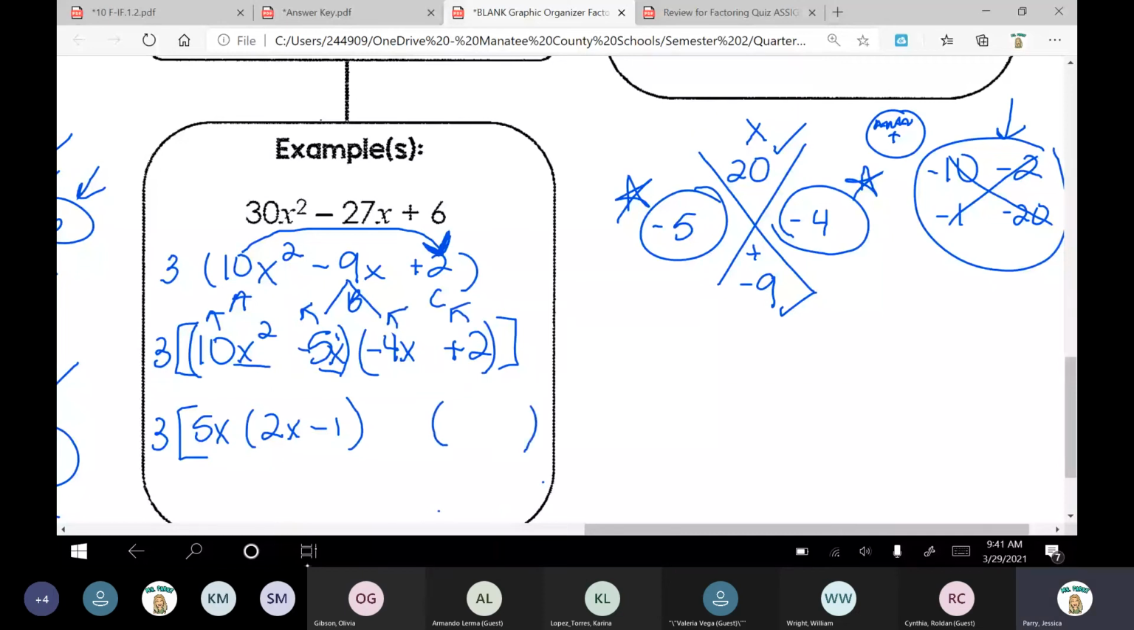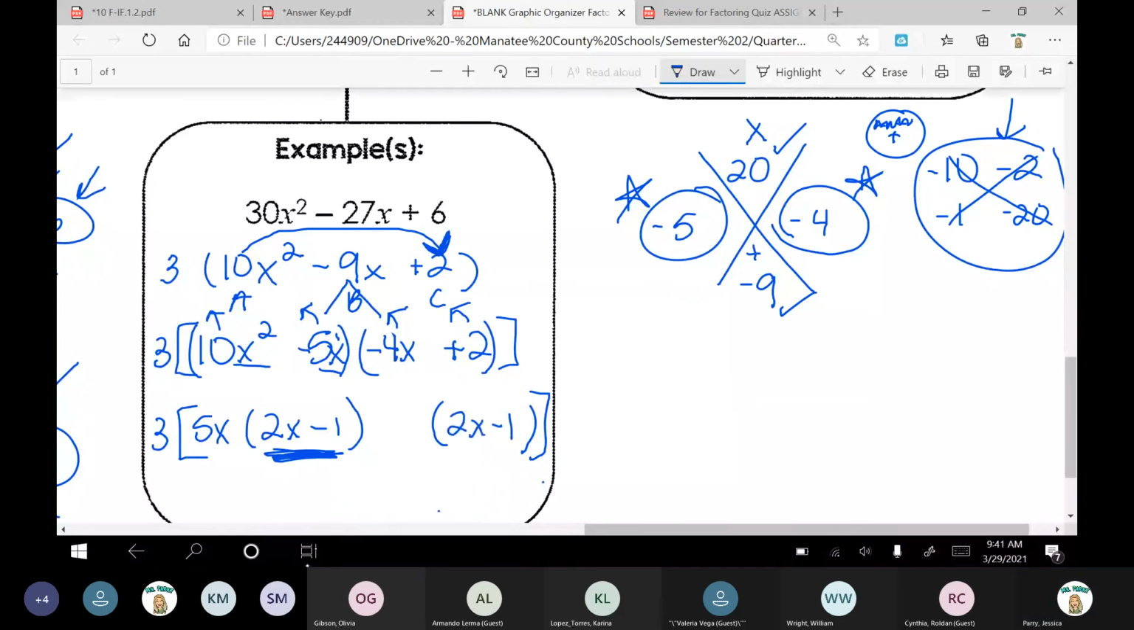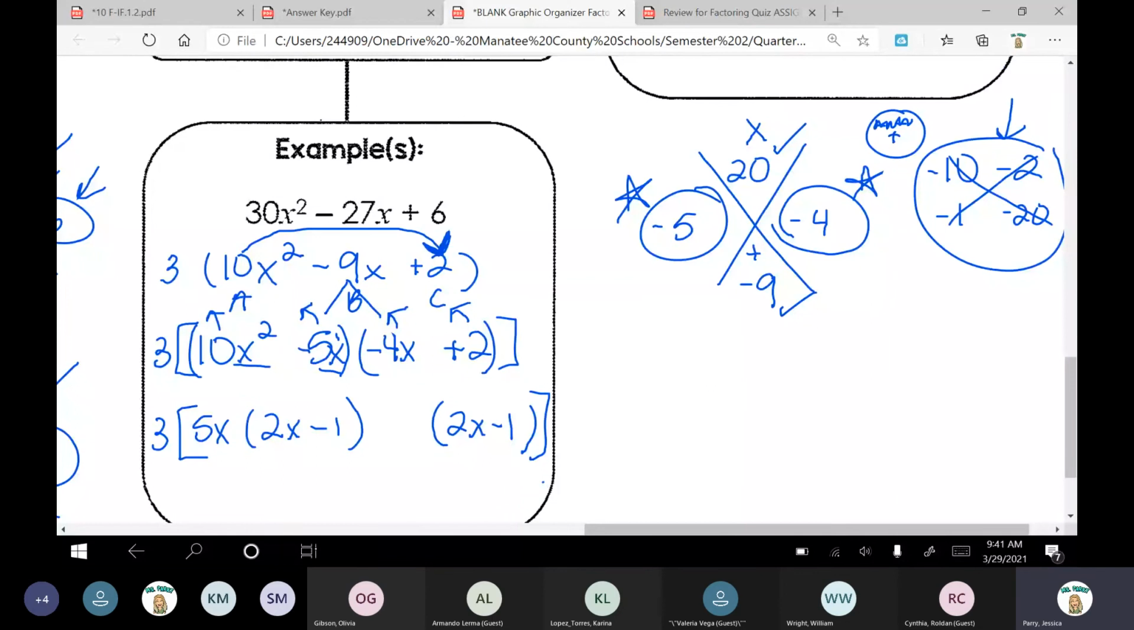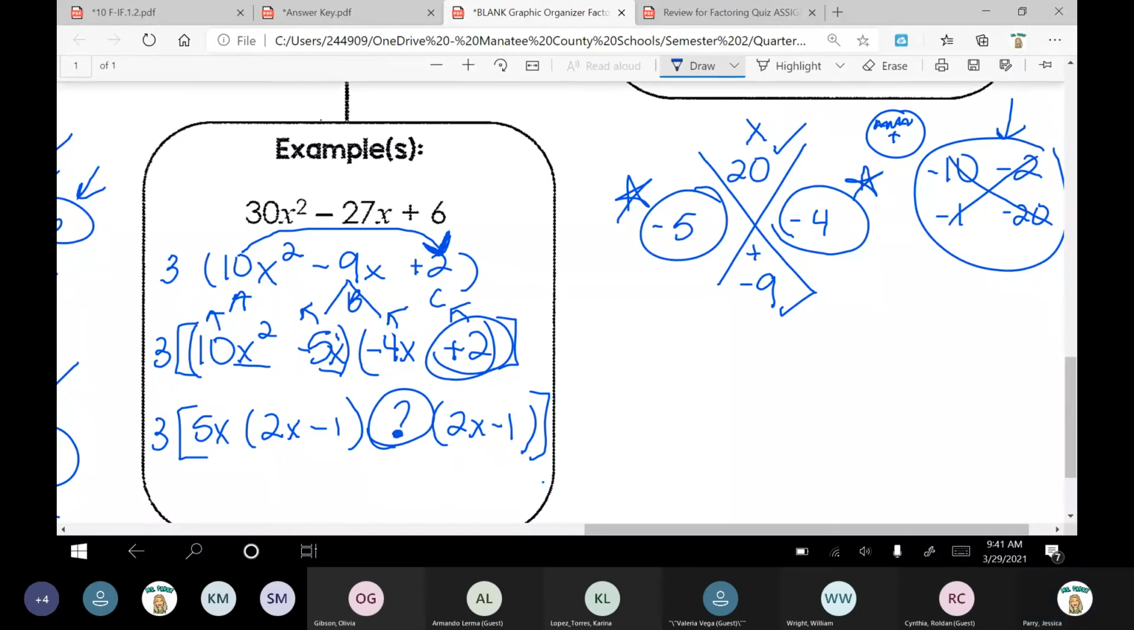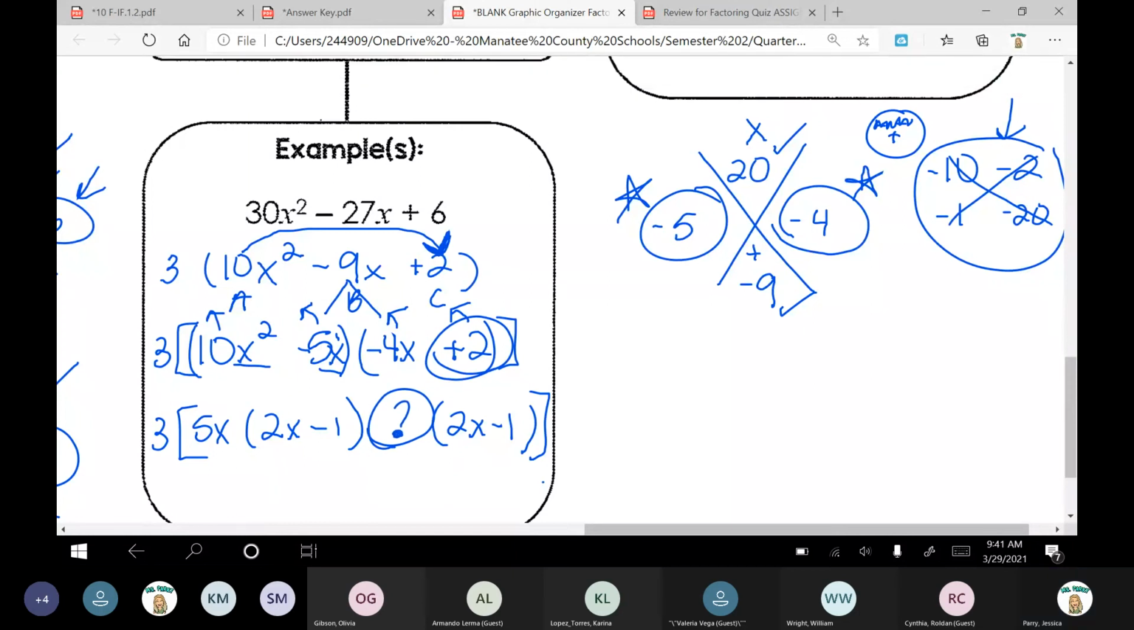Okay, let's do our last term here, factoring out here. We're doing the factor by grouping. So if this is 2x minus 1, this one is also 2x minus 1. Okay, so let's think here. You can look at your ones with no variables. Let's think, 2 divided by what would be a -1? What would I factor out here?